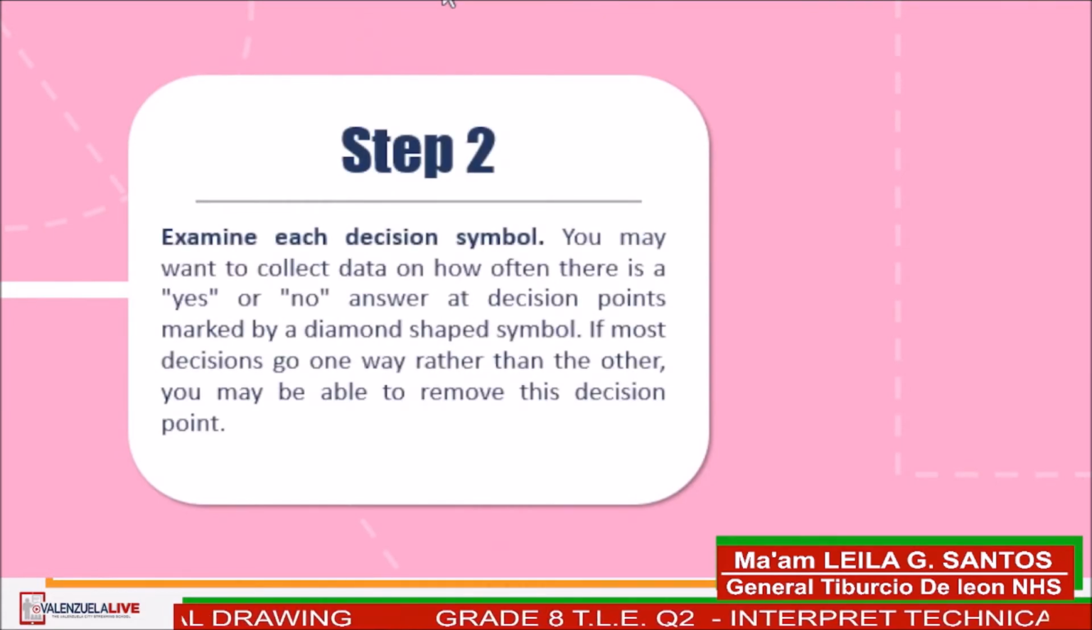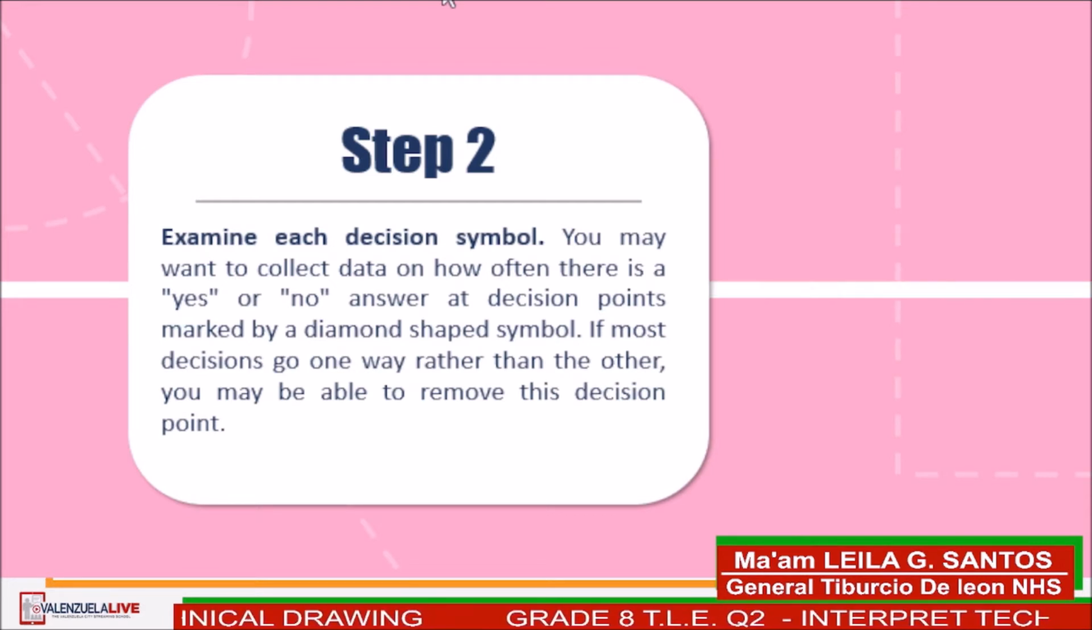Step 2. Examine each decision symbol. You may want to collect data on how often there is a yes or no answer at decision points marked by a diamond-shaped symbol. If most decisions go one way rather than the other, you may be able to remove this decision point.